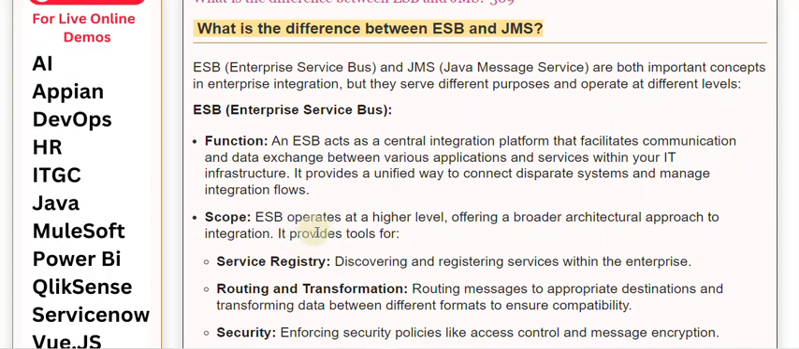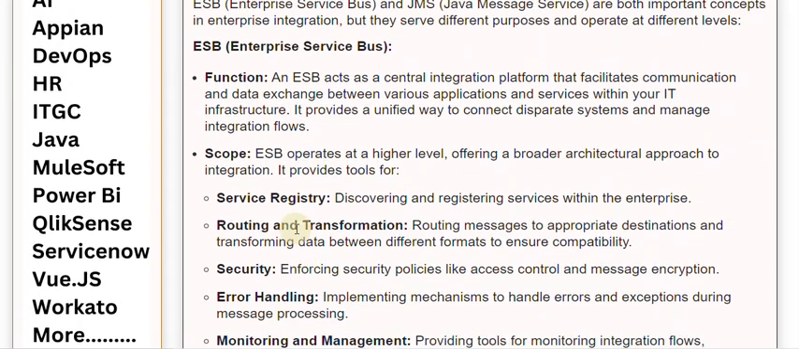It provides tools for service registry, discovering and registering services within the enterprise. Routing and transformation, routing messages to appropriate destinations and transforming data between different formats to ensure compatibility. Security, enforcing security policies like access control and message encryption.